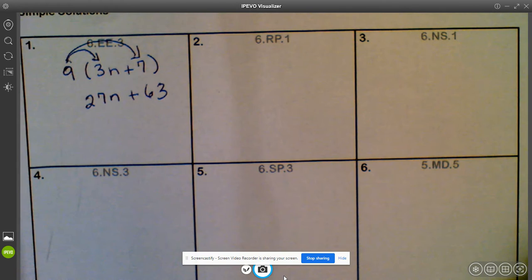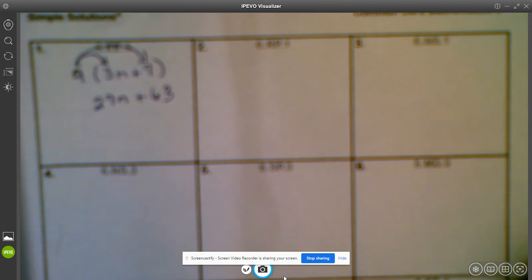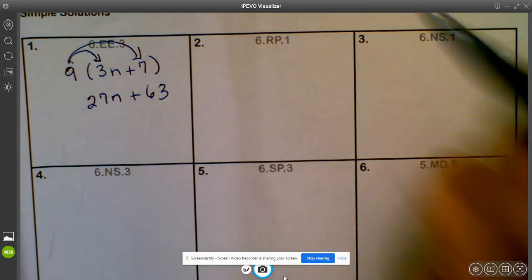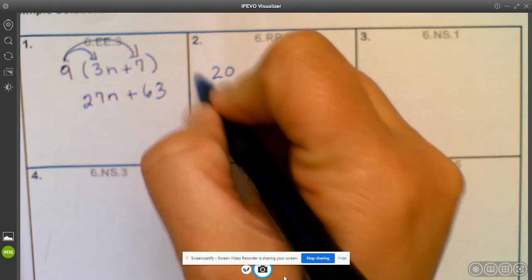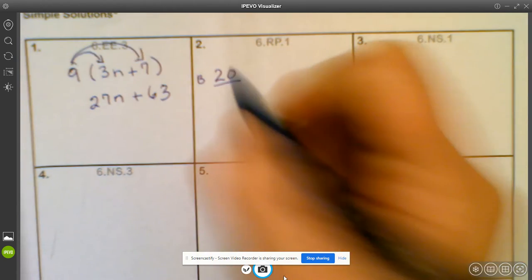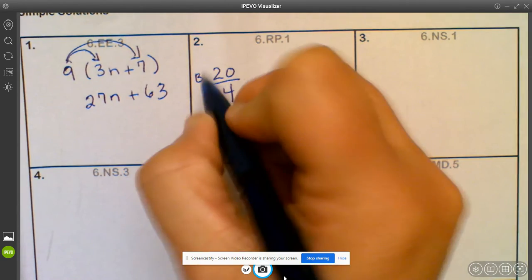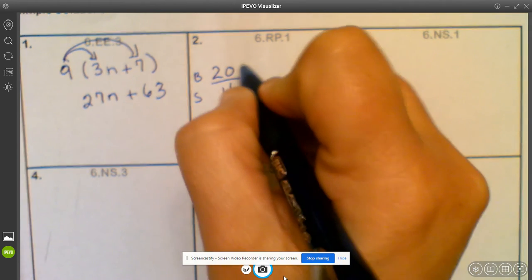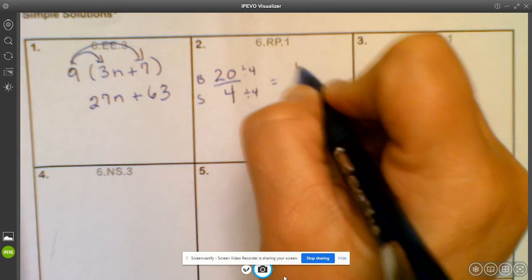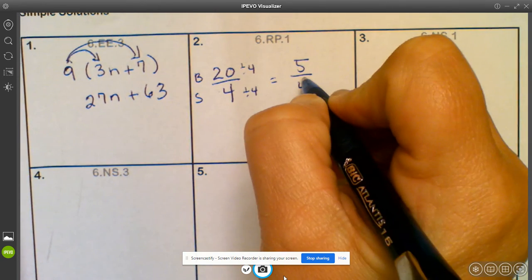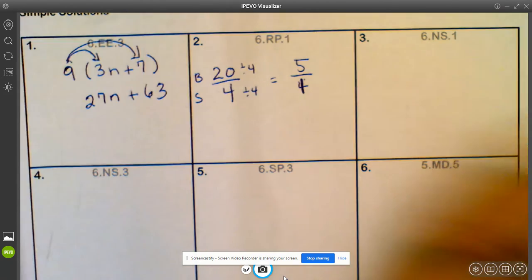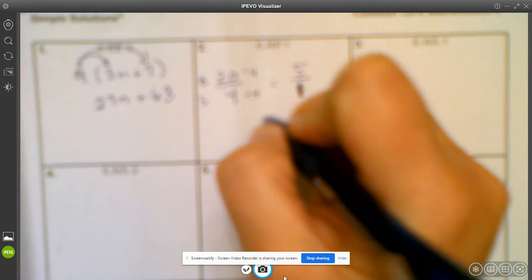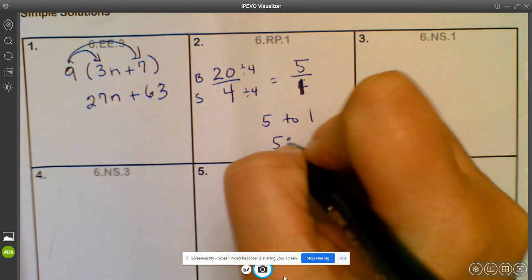Okay, number 2, Thomas finds 29 ants, 20 bees, and 4 spiders in his garden. Write the ratio of bees to spiders. So bees to spiders is 20 bees to 4 spiders. So if we simplify that ratio, we can divide both the bottom and the top by 4, and you get 5 bees to 1 spider. Not 4, 1 spider. So 5 to 1.